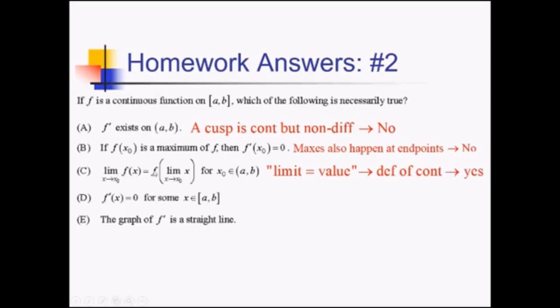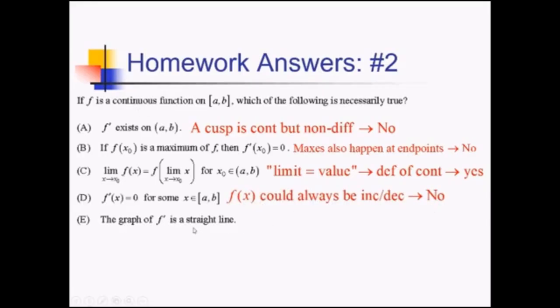So choice C is our best answer so far, but let's look at the others just to be super sure. This one, f prime is 0 for some value on a to b. Well, this isn't necessarily true. There are lots of continuous functions that don't have a smooth turnaround or a plateau in them. We could have a function that's always increasing or decreasing and still continuous, so that's a no.